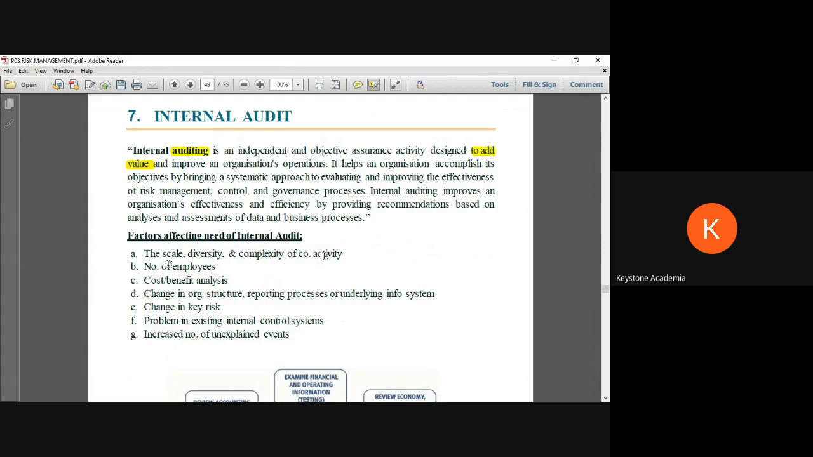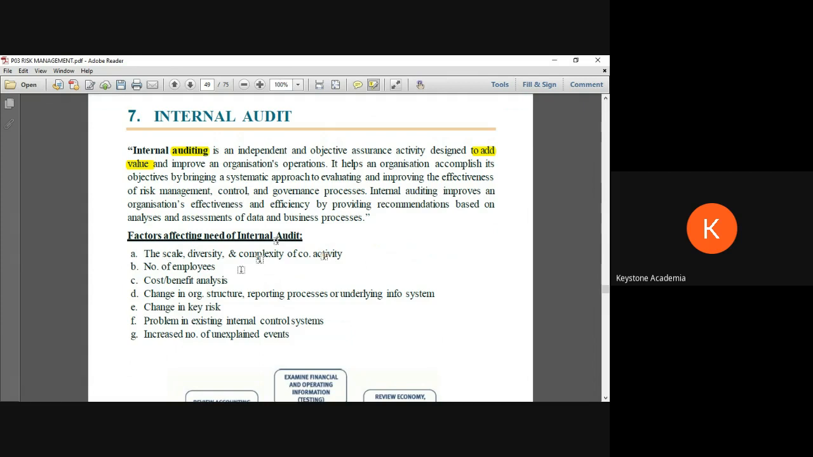The scale, diversity, and complexity of the company activity. Like DAISTRUK, it's very complex. Even if it is an unlisted company, we would recommend that we have an internal audit. If the company is small and the operations are not complex, they can still survive without internal audit. Maybe risk management or risk managers are enough.